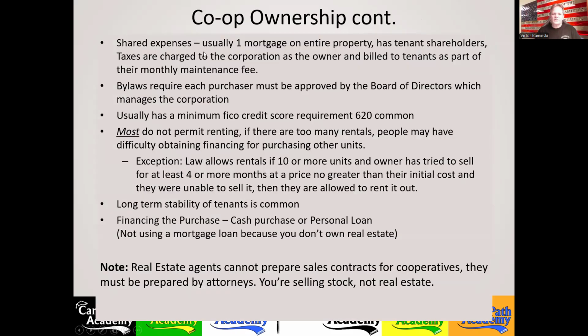So there's shared expense, usually one mortgage on the entire property. It has tenant shareholders. Taxes are charged to the corporation as the owner and billed to the tenants as part of their monthly maintenance fee. They have bylaws just like condominiums do. Those bylaws require each purchaser must be approved by the board of directors, which manages the corporation. Usually has a minimum FICO credit score requirement of 620.